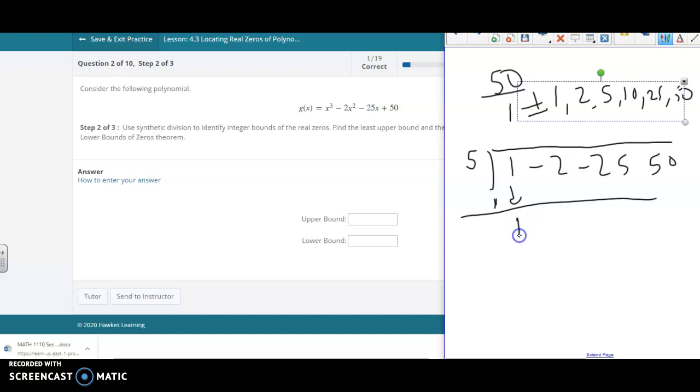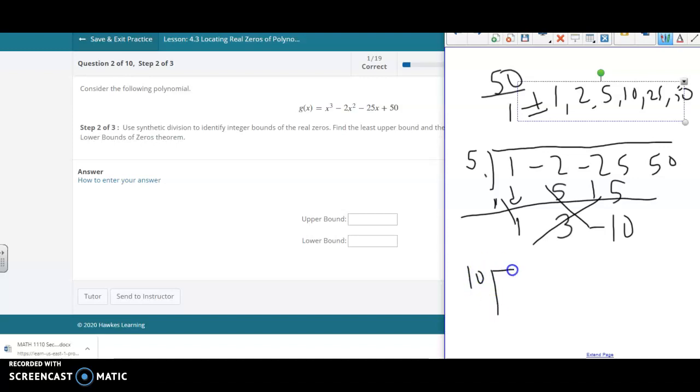So we try 5. We get 5. We add that, we get 3. So we're okay so far, because we have positives or 0. Then 15. When we combine that, we get negative 10. So right there, right off the bat, we know 5 is not high enough. So now we go to 10.